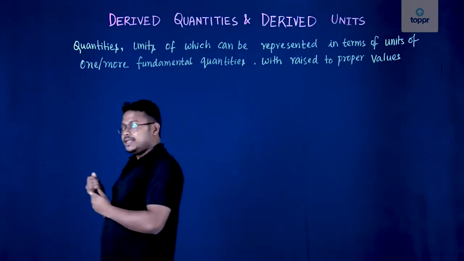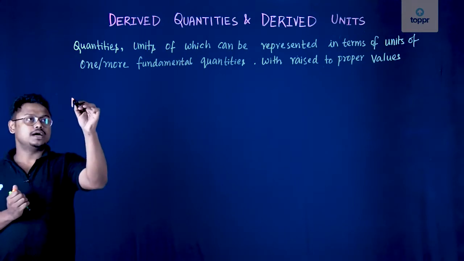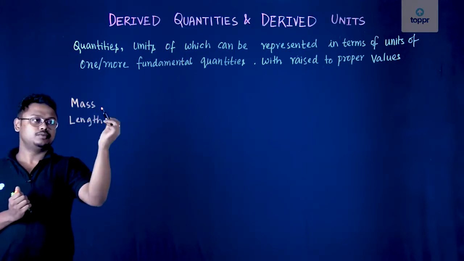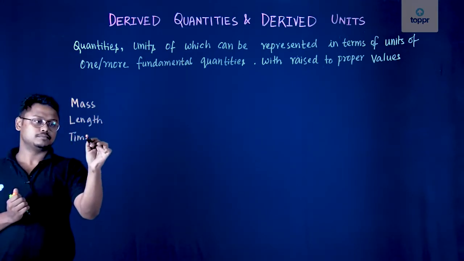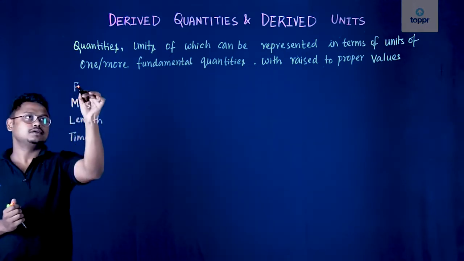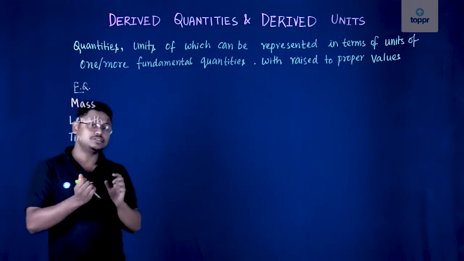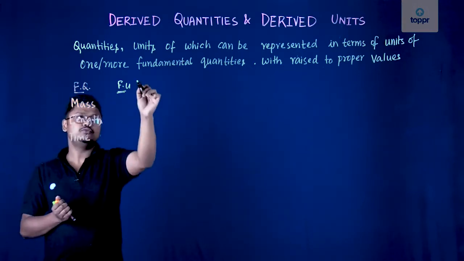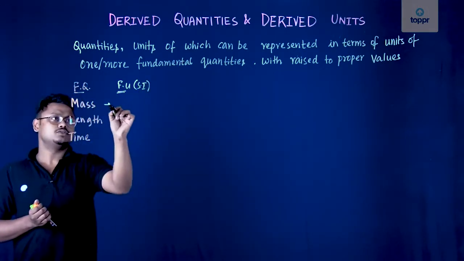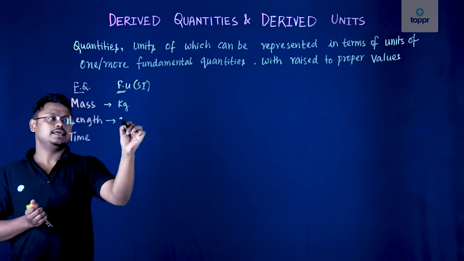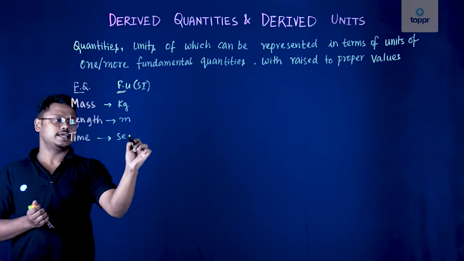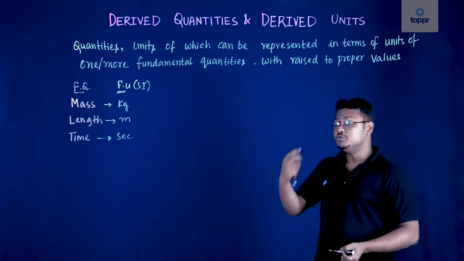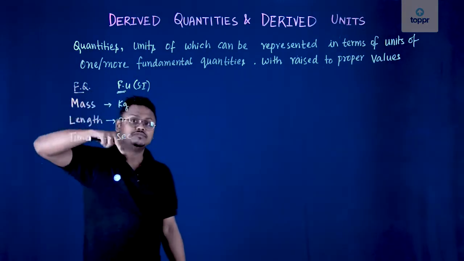So for example, we know in mechanics there are three fundamental quantities, right? One is mass, one is length, and another one is time. These are the fundamental quantities, and the corresponding units of these fundamental quantities are called fundamental units, right? In SI units, mass has the unit called kg or kilogram, length unit is meter, and time's unit is second. Now we'll see how different derived quantities' units can be written in terms of the units of these fundamental quantities.